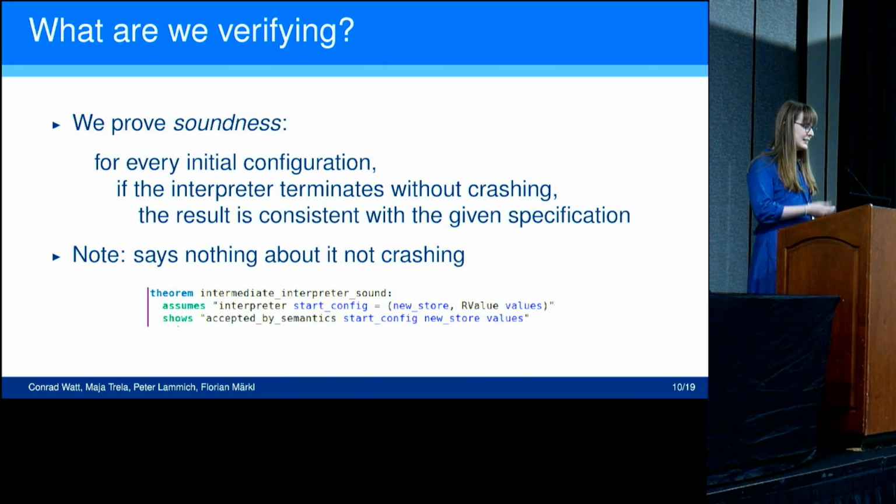However, it does say that if it gives an answer, that answer is correct. And so that is good enough for us, because if the interpreter crashes with an out-of-bounds exception, we know that it is a bug. However, if it gives an answer, we know that we can trust that answer.